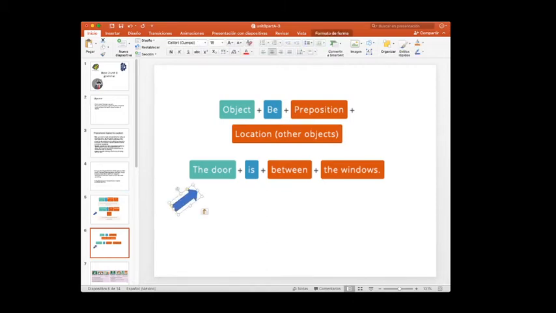Another, the more general pattern, is object, verb to be, and the preposition, location from other objects. For example, "The door is between the windows." The door is the object, "is" is the verb to be, "between" is the preposition, and "the windows" are the other objects. Okay, the door is between the windows.